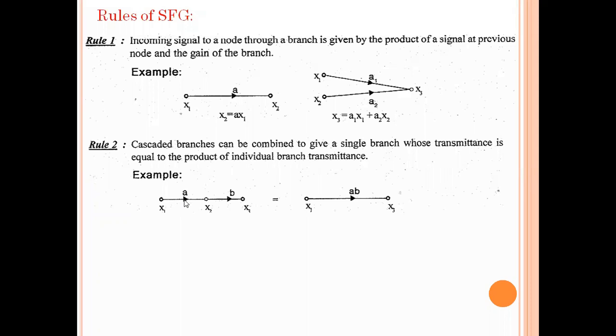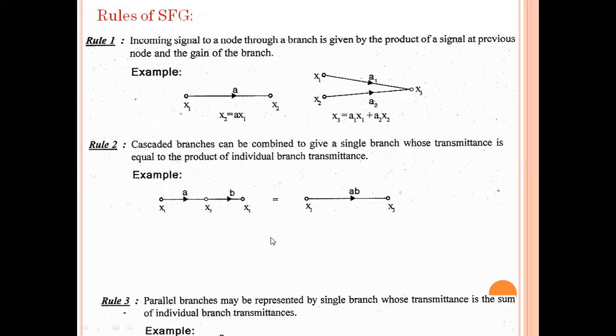So when we have cascaded branches, we can combine these two cascaded branches to give a single branch whose gain is the product of these two branches. Okay, this is our rule number 2.